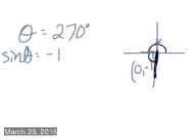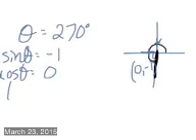-1. Cosine was equal to the x coordinate. What's the x? 0. Tangent is equal to the y over the x, does it not? Remember that one? But we got a problem.